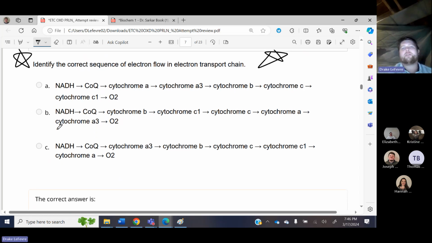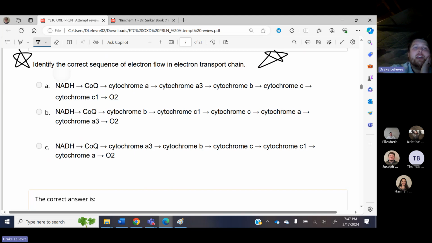Identify the correct sequence of electron flow in the electron transport chain. It is an exam question. I will tell you that. Guarantee it. First things first, we always look at the beginning. A lot of times the beginning and the end, one of those two, will be changed, and a lot of times we can tell correct answers right from there. In this one, everything's fine. So even NADH, CoQ, those are the same. The difference starts right here.